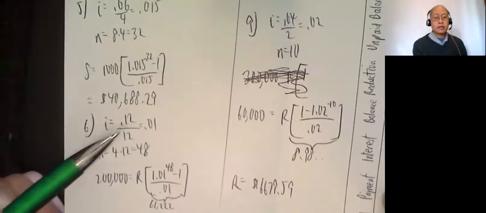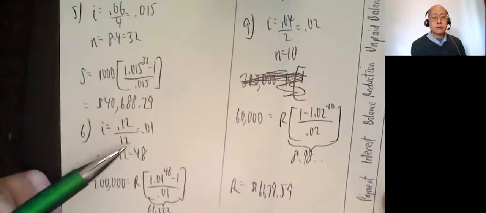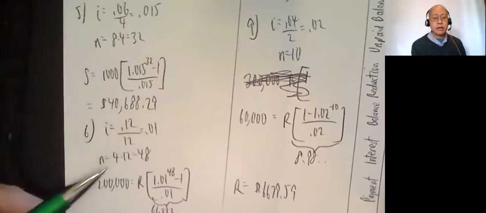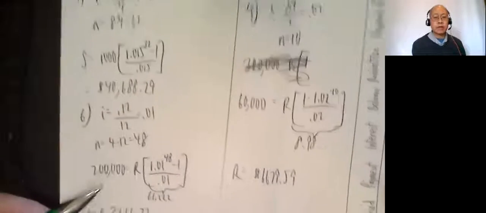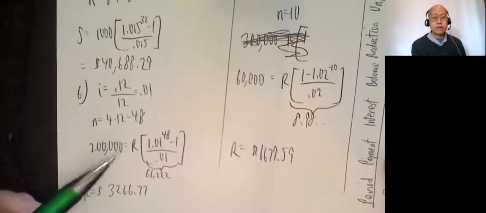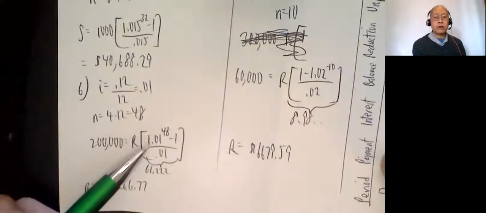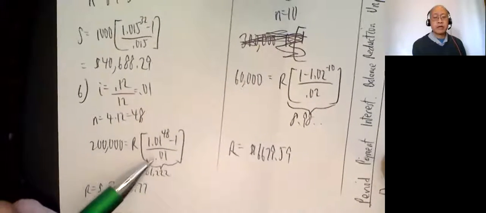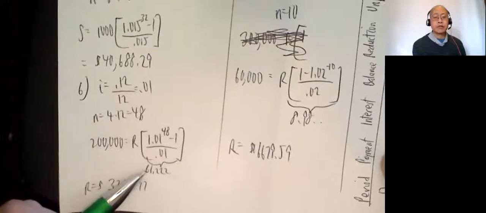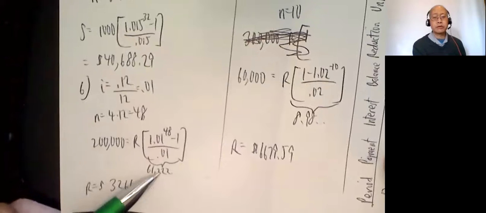Number 6, i is 0.12 divided by 12 because it's monthly, so 0.01. n is 4 times 12 or 48. So 200,000 equals R times (1.01 to the 48th minus 1) divided by 0.01. This comes out to be 61.222 and so on.